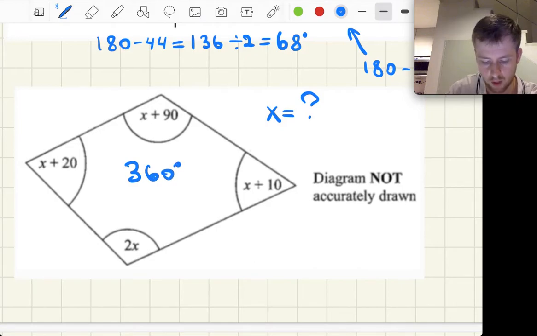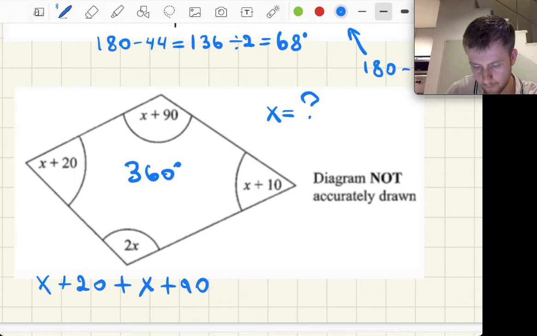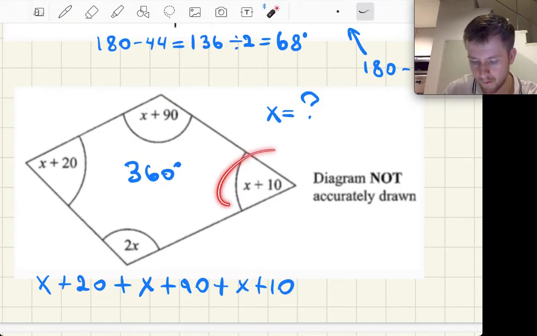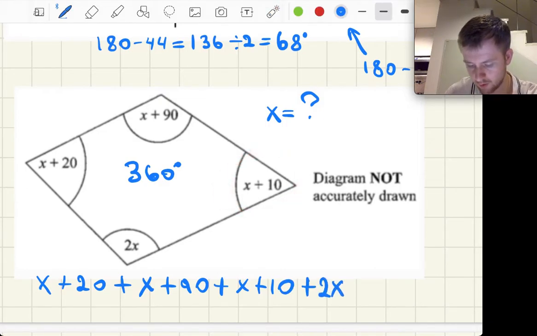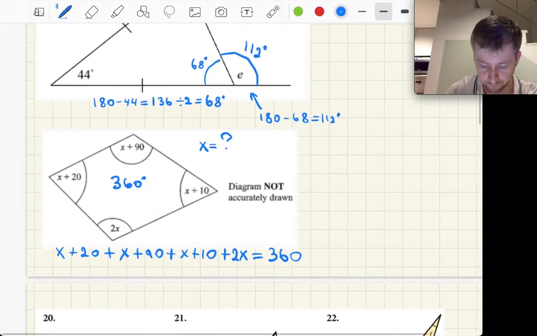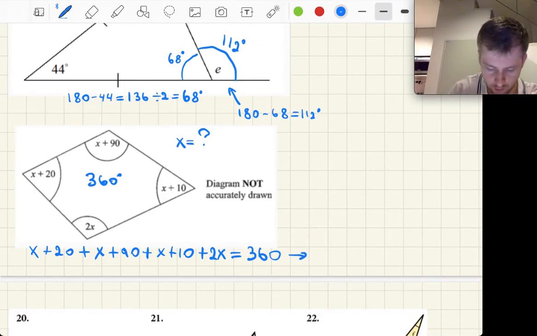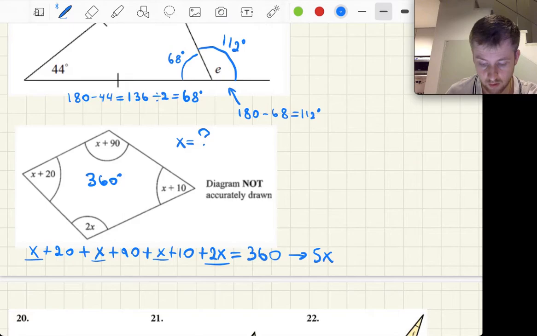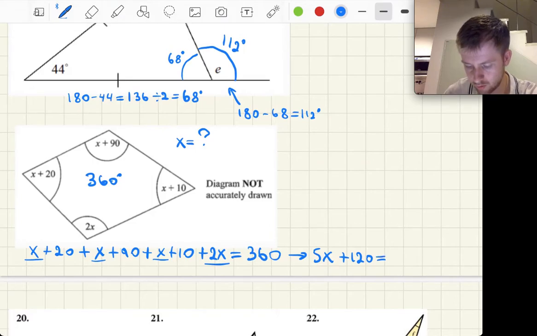All right, so if we write a sum of these angles like this, x plus 20, plus x plus 90, plus x plus 10, and finally plus 2x. All of this should add up to 360 degrees, right? And now let's simplify this a little bit. We have 5 x's altogether, and then there are also some numbers in there. So 20, 90, 10 gives us 120. So 5x plus 120 equals 360.